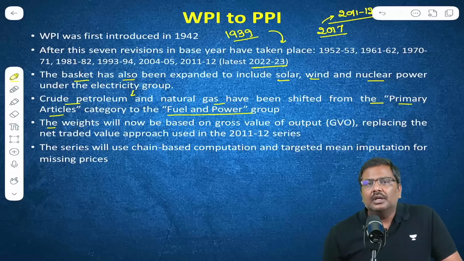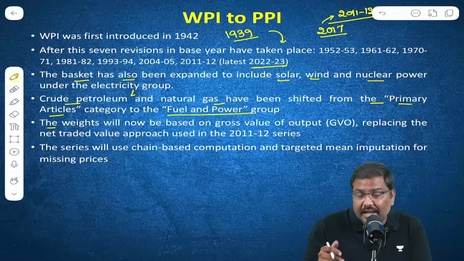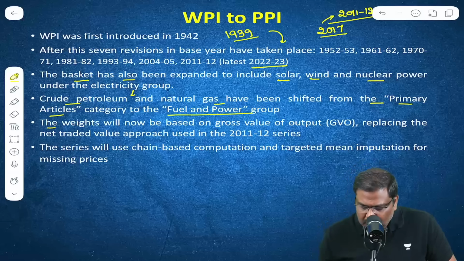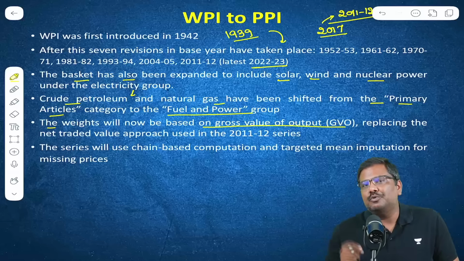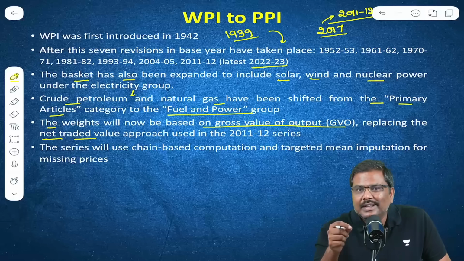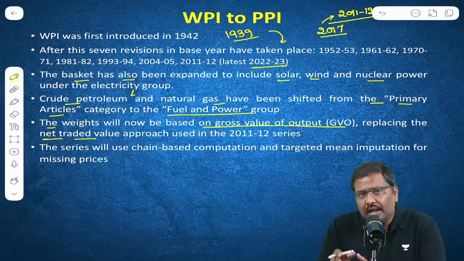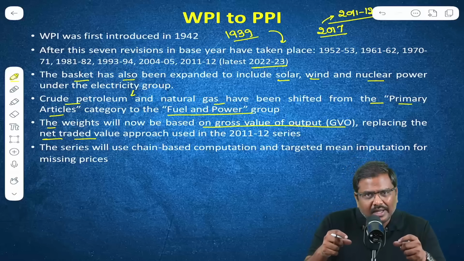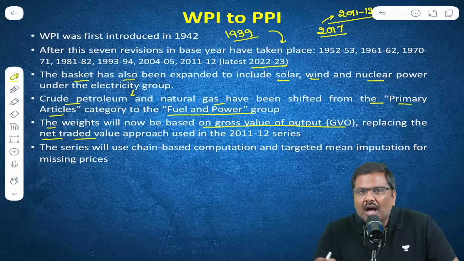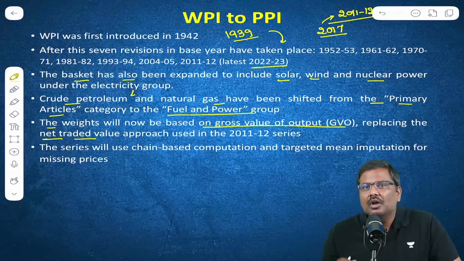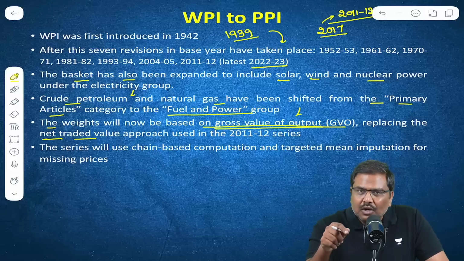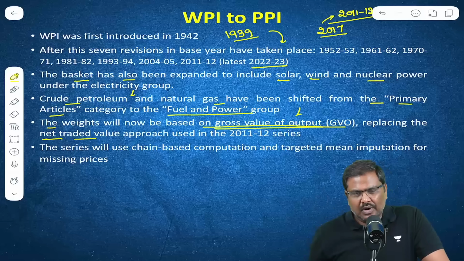Third important change, the weights that have been decided now under the new basket have been decided based on the gross value of output, GVO. Earlier, the weights were decided based on the net traded value. This has been done in order to ensure that the weights are based on the importance of these particular products in the market, and that is decided by looking at the total value of the production or the output of these products. So gross value of output is being considered to determine the weightages of these products.